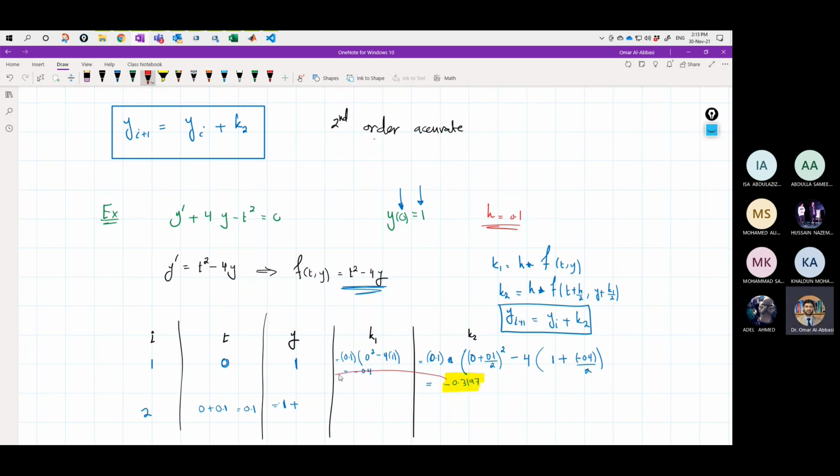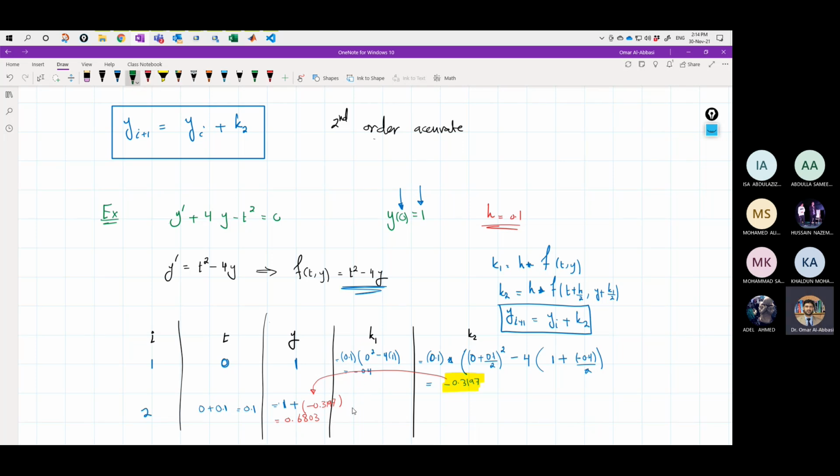Let's take this value over there and plug it over there. Minus 0.3197. 0.6803. Anyone else who can confirm this number? Okay, so let's continue over there. Let's calculate K1 now.